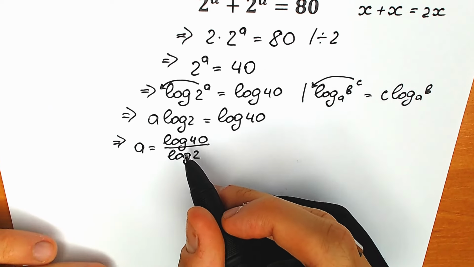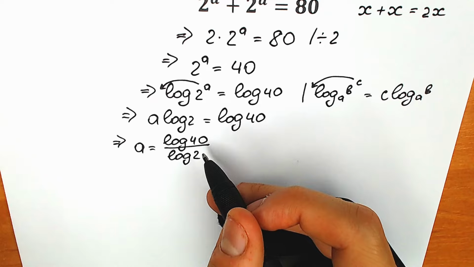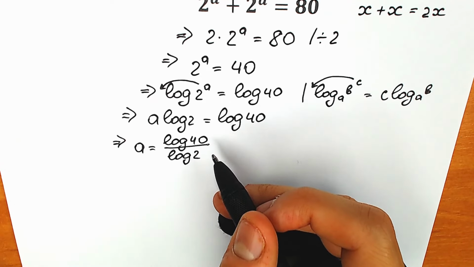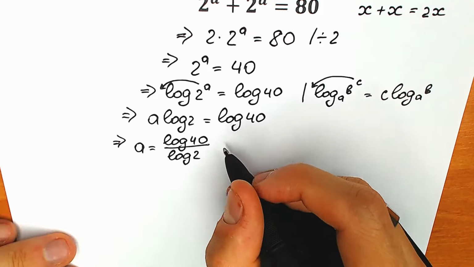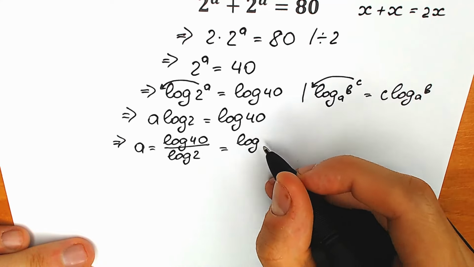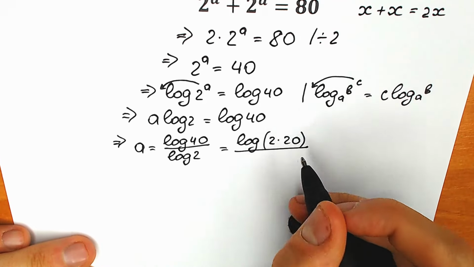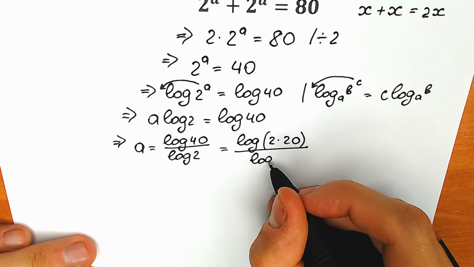First of all, this 40 can be written as 2 times 20 or 8 times 5, something like that. But I suggest you write it as 2 times 20. Let's start with that. So we have log, and we have 2 times 20, and a lot of students might be asking why we express it as a product. And here's my quick tip.